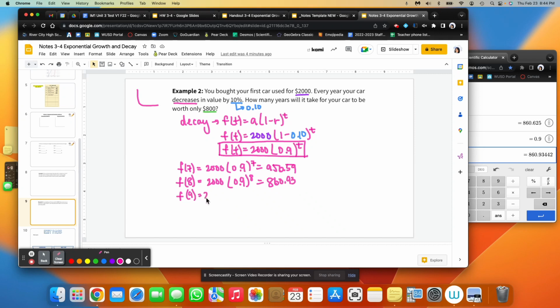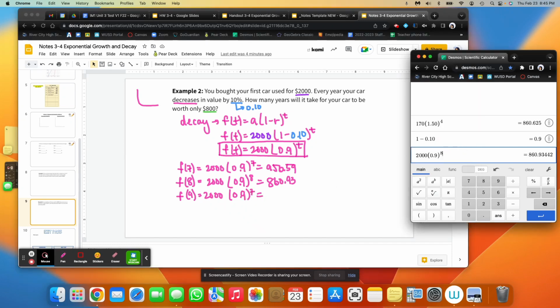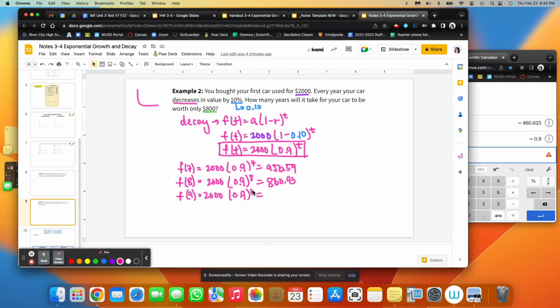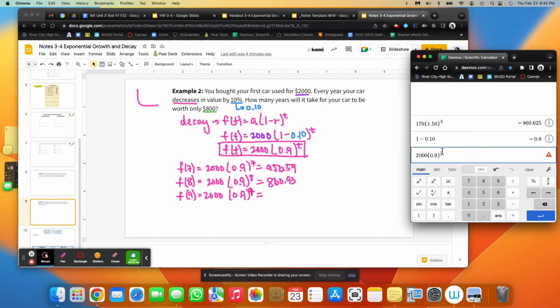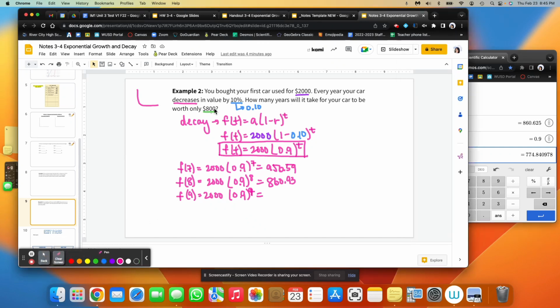That should do it. So 2,000 times 0.9 to the 9th power. We get 774.84. So there is the case where it's worth less than 800. So it looks like it reaches 800 somewhere between the 8th and the 9th year.